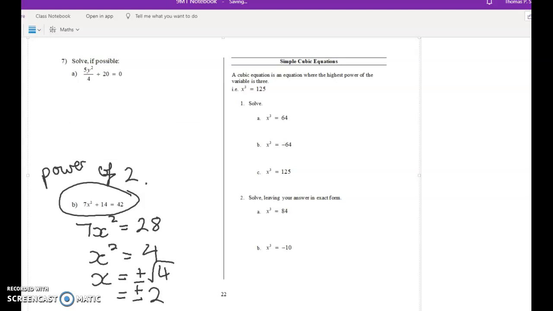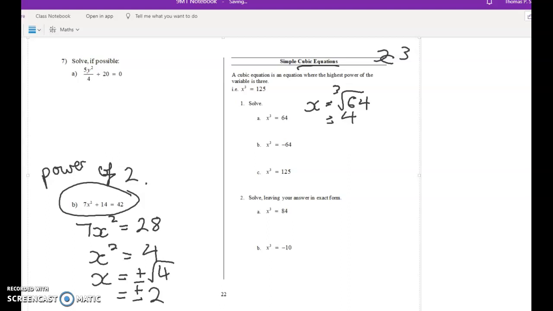Now with today's cubic equations, they now have the highest power of the variable being 3. So x cubed we would have in our questions. Alrighty, and so the way we solve these ones is, instead of square rooting, we cube root. So if x cubed in 1a is 64, then the answer to our equation is going to be x equals the cube root of 64, which is 4.